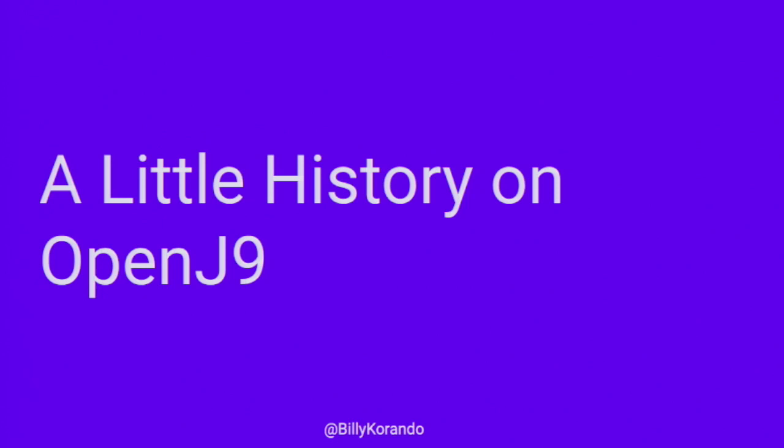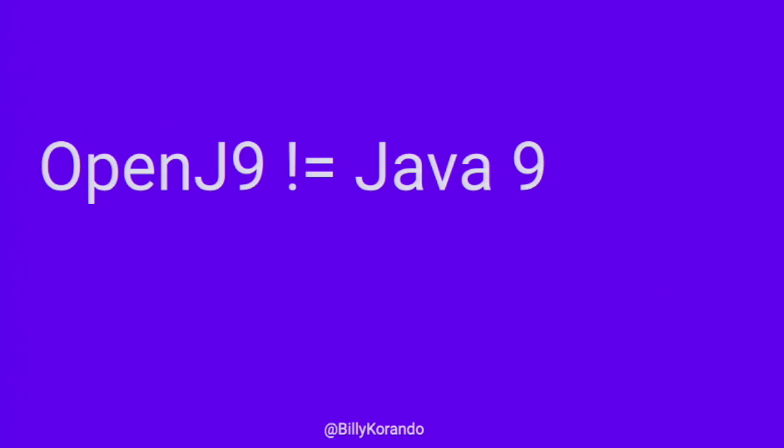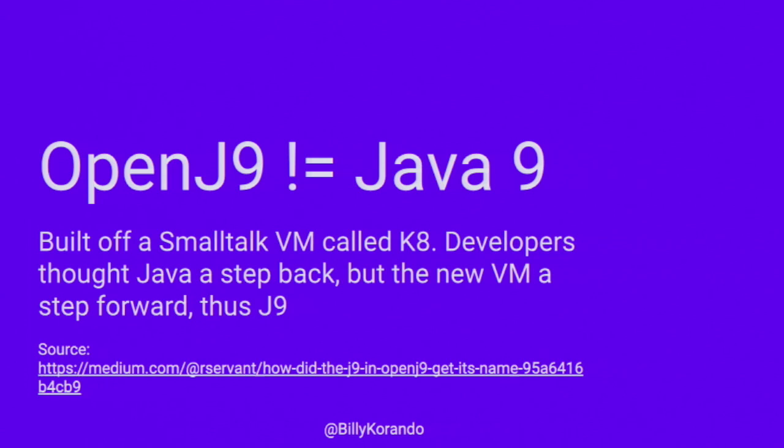So a little history on OpenJ9. The first question I get all the time when I talk about OpenJ9 is that OpenJ9 has absolutely no relation to Java 9. We talk about the name all the time. It's here for right now, but no relation to Java 9. So where does that name come from? It is built off a Smalltalk VM called K8. The developers of that VM back in the day were asked to write a new VM in Java 9.